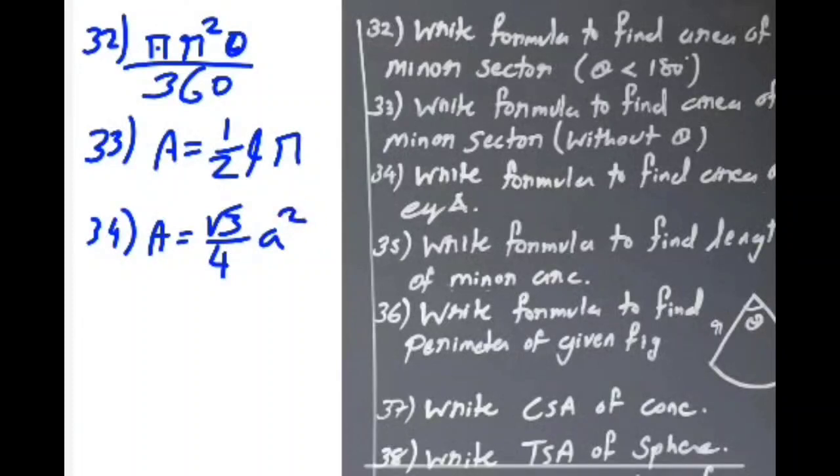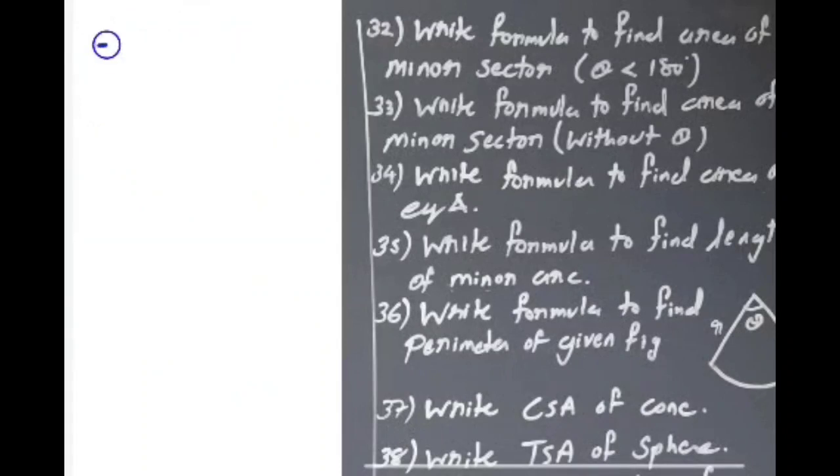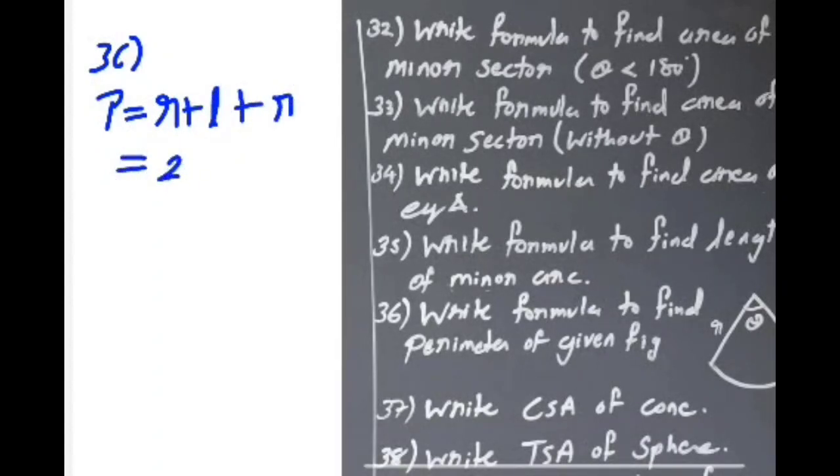Then write formula to find the length of minor arc. So what will be the length of minor arc? L is equal to pi r theta by 180. Okay. Then write the formula to find the perimeter of the given figure. So 36. Now see, how will we find the perimeter of this figure? That is first R plus L plus R. So that is 2R plus L, where L is pi r theta by 180. Okay, so this is the perimeter. You can also write 2R plus L, it's fine.